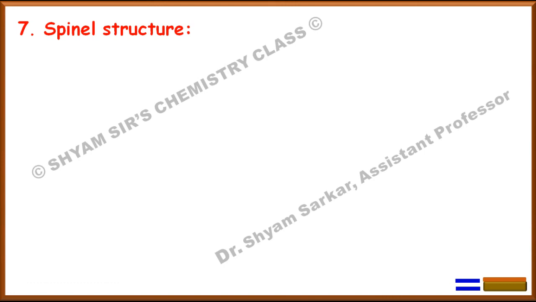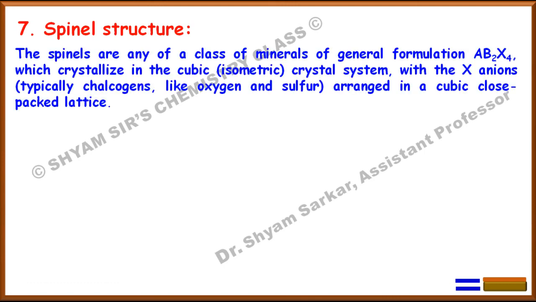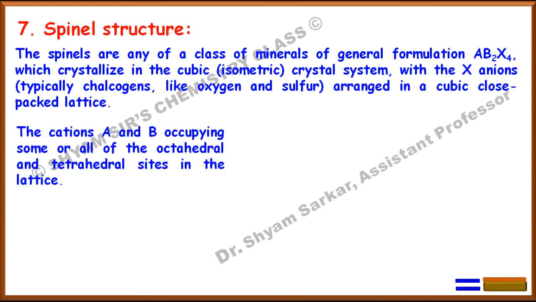The spinels are a class of minerals of general formula AB2X4, which crystallizes in the cubic, that means isometric, crystal system with the X anions, typically chalcogens like sulfur and oxygen, selenium, etc., arranged in a cubic close pack lattice. The cations A and B occupy some or all of the octahedral and tetrahedral sites in the lattice.